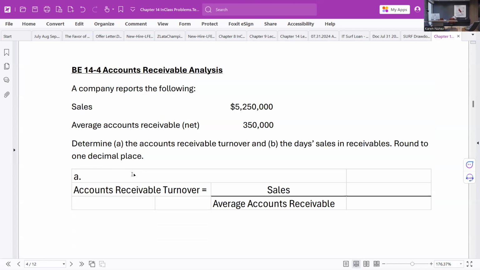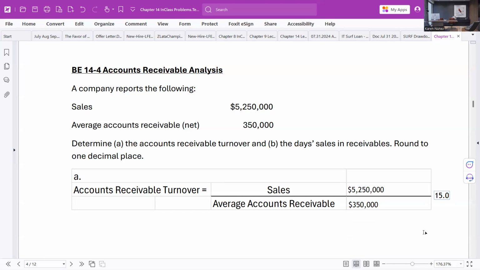So the two receivables ratios that we look at in this chapter are the turnover and the days sales. The turnover is very simply sales over the average accounts receivable. So we just want to take that sales number that we're given, the 5,250,000, and divide into that the average accounts receivable. And that will give us this measure that we refer to as the accounts receivable turnover. And the ratio that we have for the turnover is 15.